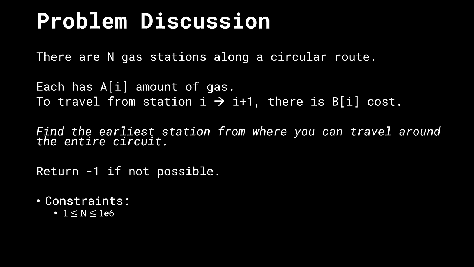The goal of this problem is to find the earliest station, in terms of the indices, from where we can travel around the entire circuit. So basically, you start from a particular index I, which is the lowest possible index, such that you can start from I, make a journey, and go back to I. And we have to return minus 1 if it's not possible.